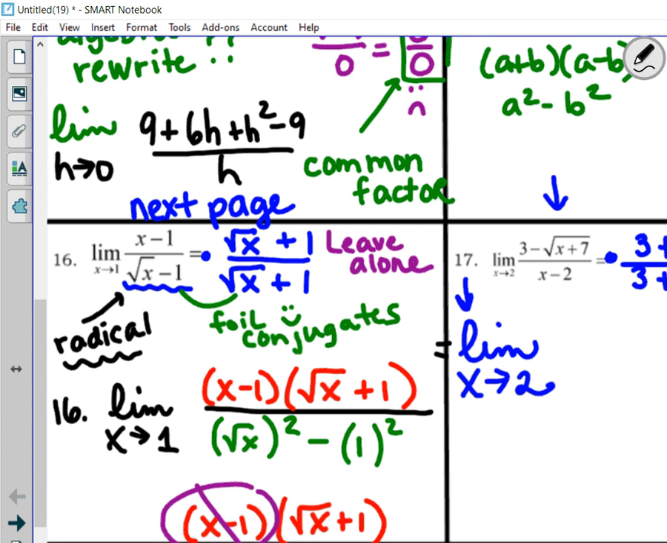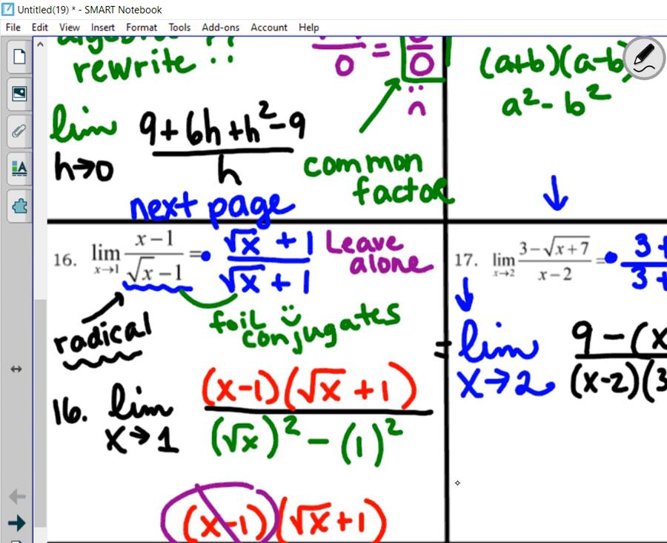So the next thing I would write, after I write the limit of this function, and I multiplied by that, which is legal because this is multiplying by 1, is going to be the limit of 9 minus the quantity x plus 7 over x minus 2 times 3 plus the root of x plus 7.